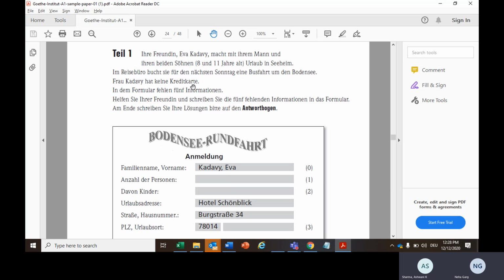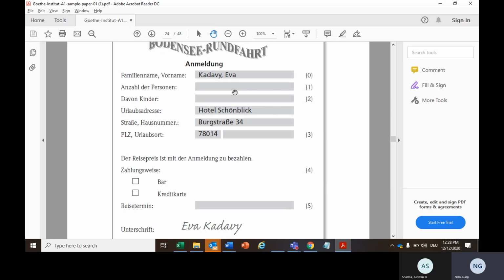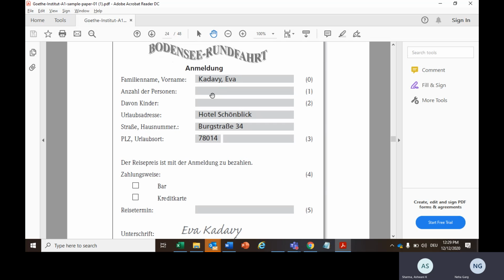Okay. Now you have read the information about Frau Kaduri till here, credit card. Now tell me what information will come in all the 5 points. Okay, we have Name and Anzahl der Personen. Anzahl bedeutet counting, the total number of people. Number of people. So this is basically genitive. So if you know genitive, plural becomes there. Anzahl der Personen. Number of people. How many people are there traveling? One, two, three, four people.